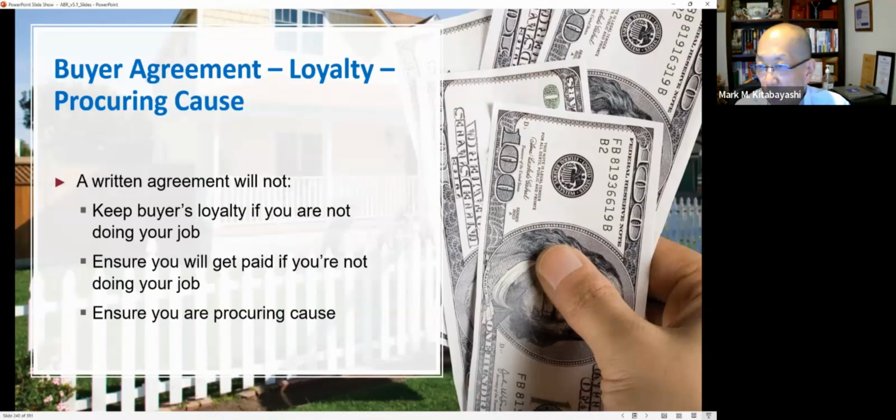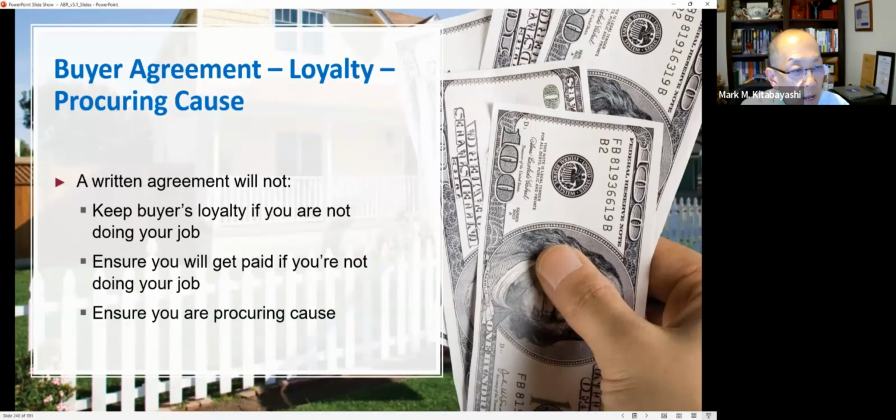All right, buyer agreement, loyalty, and procuring cause. One of the things that you look at is when there's a written buyer agency agreement, which I shared with you last week. It keeps a buyer's loyalty if you are not doing your job. It will not ensure you will get paid if you're not doing your job. This will not ensure you are the procuring cause.